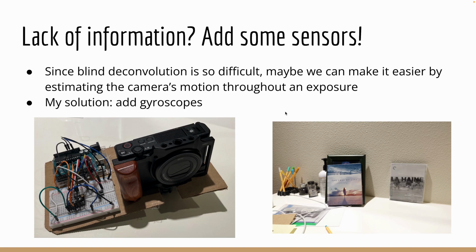Now, since blind deconvolution is so challenging, I thought maybe we can make it easier by adding some sensors to estimate the camera's motion throughout an exposure. So my solution was to add gyroscopes. I added a 3-axis gyroscope. So the setup is shown on the left. We see the breakout module with the 3-axis gyroscope connected to an Arduino board, and then that's all glued onto a cardboard plane, and the camera is then attached to that plane. Now on the right here we have the blurred image that we're going to process throughout the rest of the presentation.